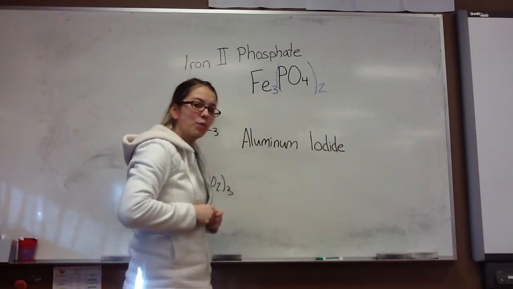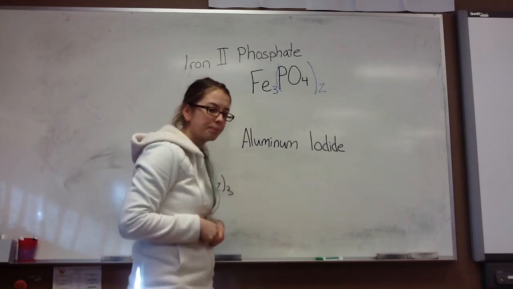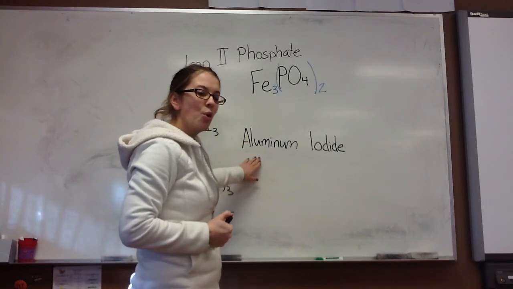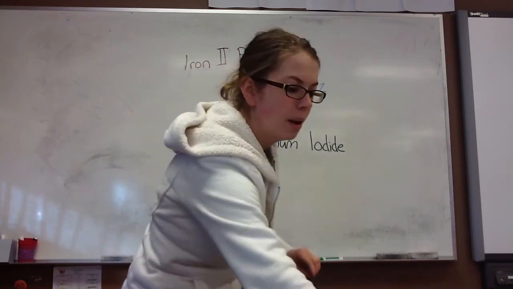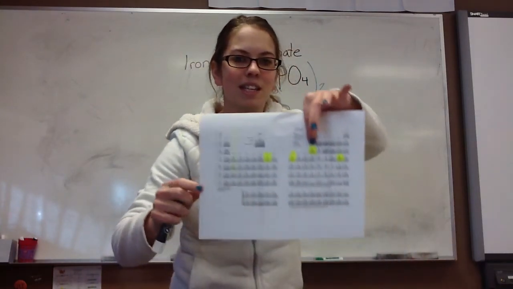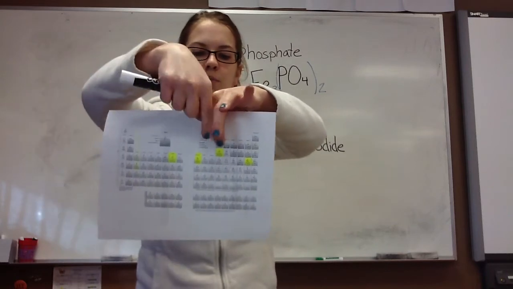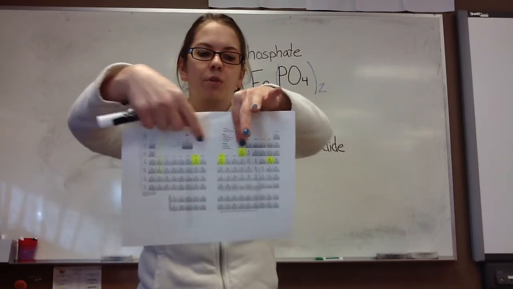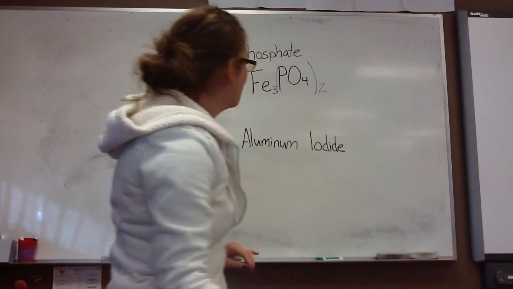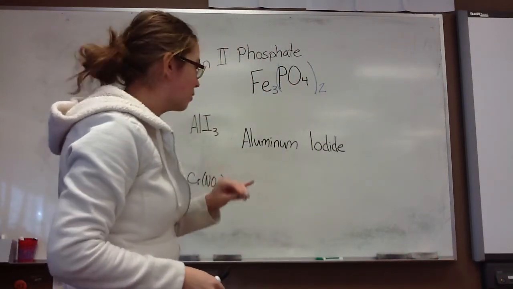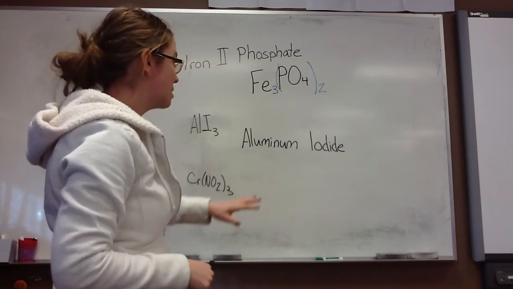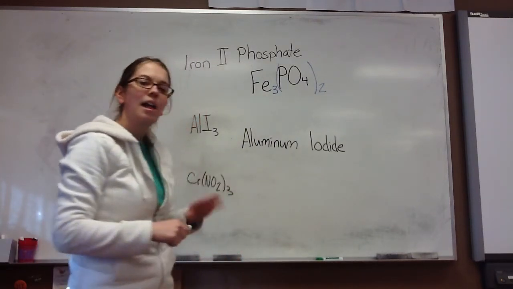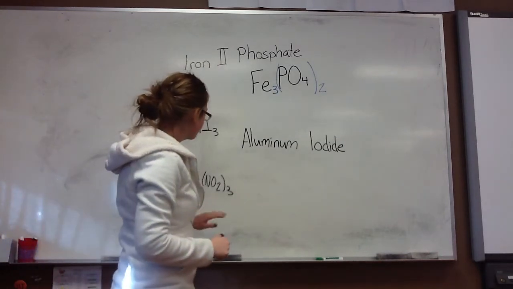Finally, we look to see if we need to add a Roman numeral. If aluminum was a transition metal, we would need a Roman numeral. But as you can see, our transition metals end just before we get to aluminum. So aluminum is not a transition metal. We do not need a Roman numeral when we write aluminum. So this must be the completed name, aluminum iodide. Let's look at our next one.